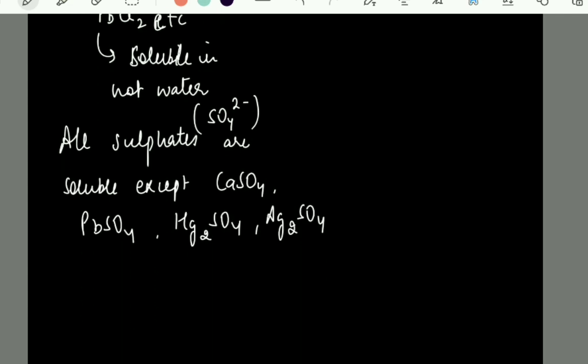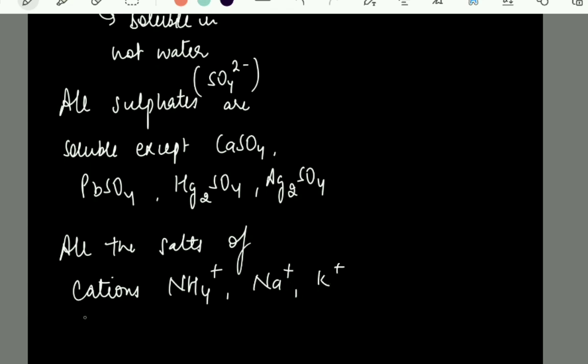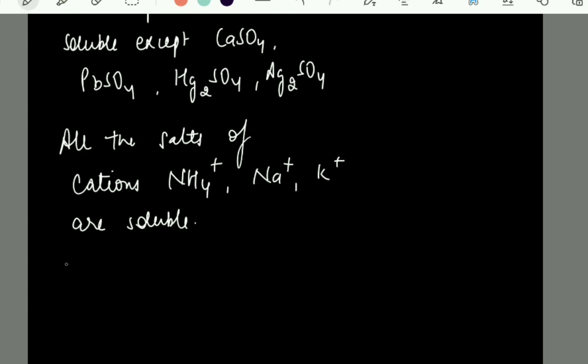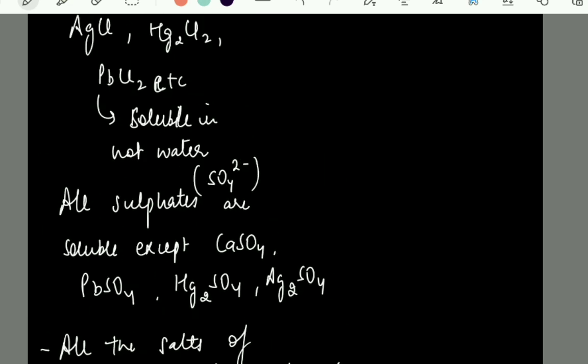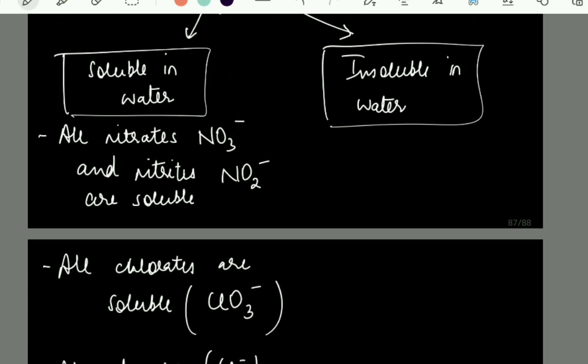Then all the salts of cations, ammonium, sodium and potassium, these are soluble. Acetates are soluble. Sodium acetate, potassium acetate, right? So acetates are soluble. So these are all categories of soluble salts that we can think of.